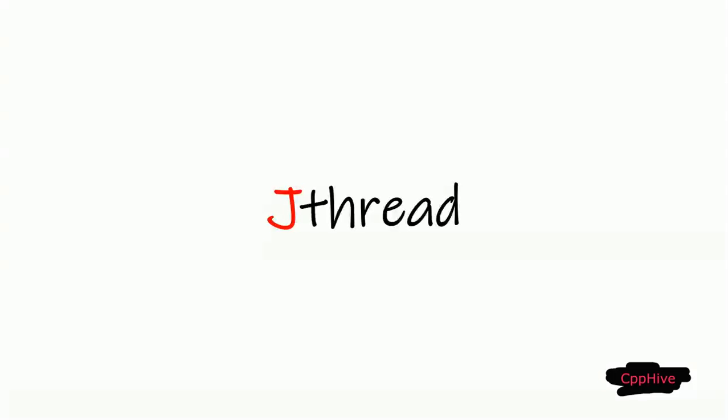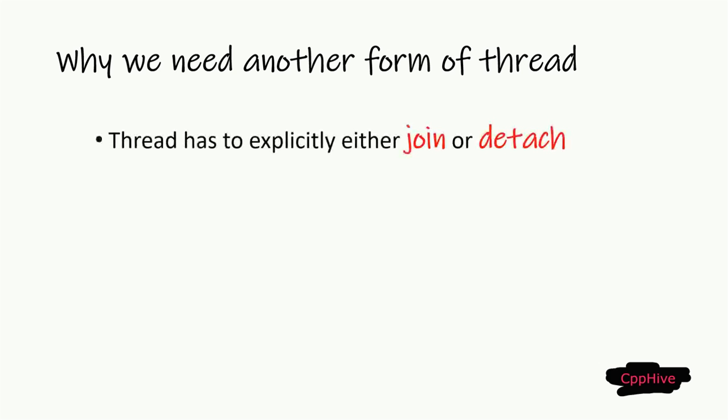In this video, we are going to discuss a new form of threads introduced in the C++20 standard called jthread. Now, why do we need another form of thread? Well, there are a couple of reasons. First, with the current thread, we have to explicitly call join or detach on threads we launch. Otherwise, when the thread's destructor gets called, std::terminate will be called, and this is undesired behavior.